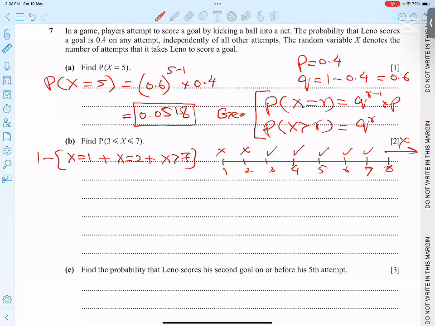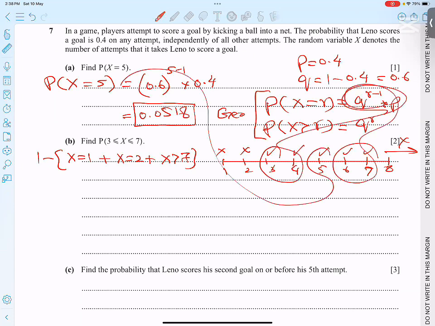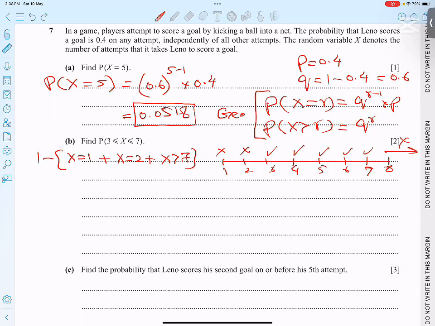If you find X equals 1 by this formula, then 2 with this formula, and more than 7 with this formula, and then you subtract from 1, we get our answer. Second method, I'm using this formula for 3 and 4, and this formula for 6 and 7. 5 I have already, and add them all. So I'm doing the longer way.